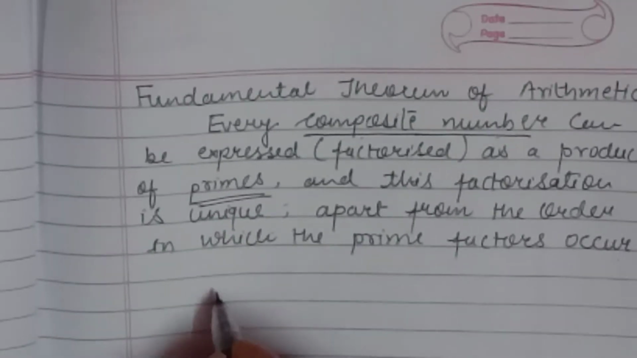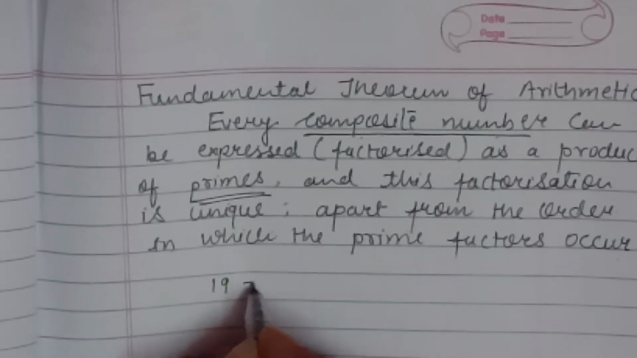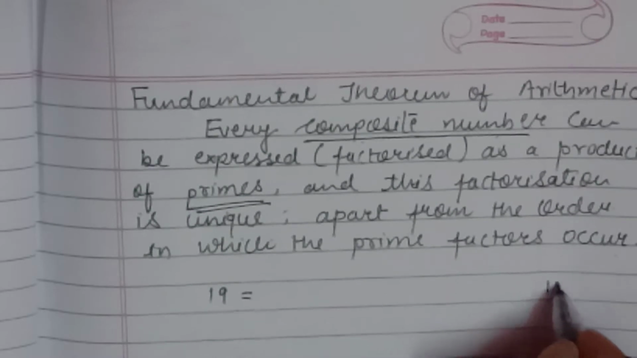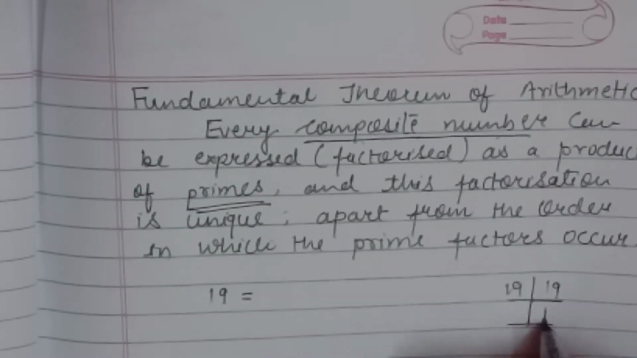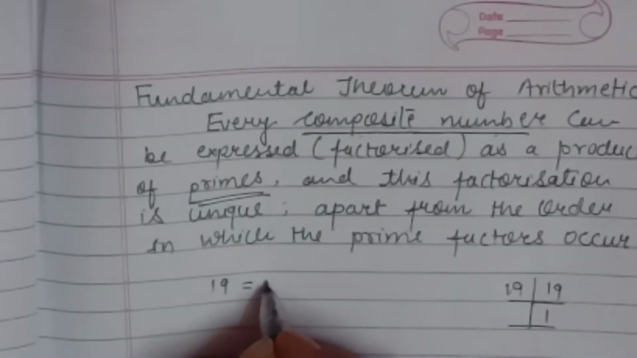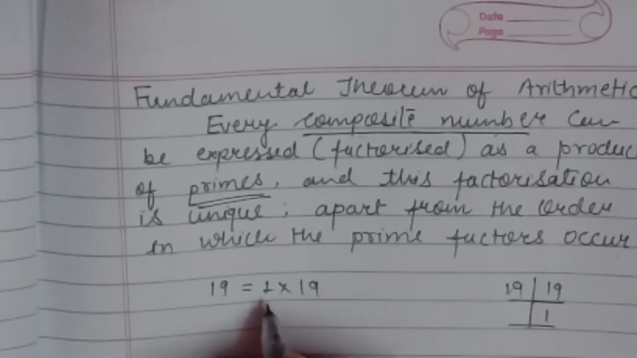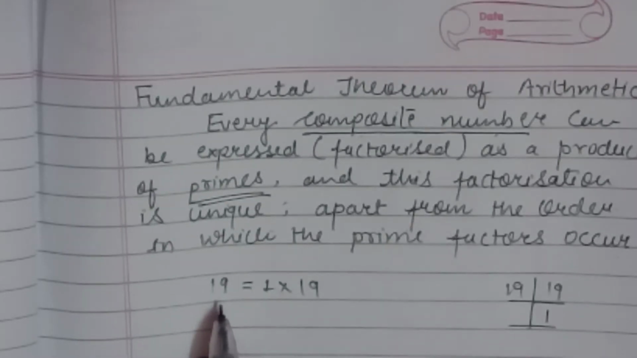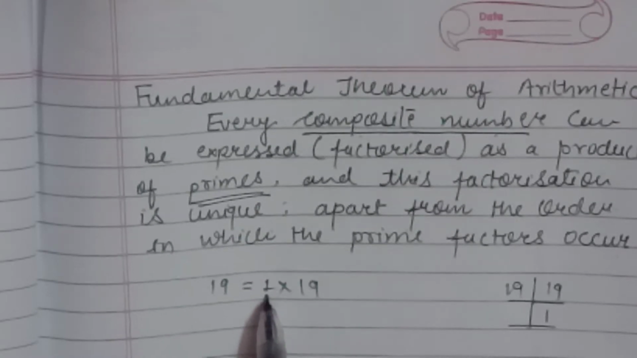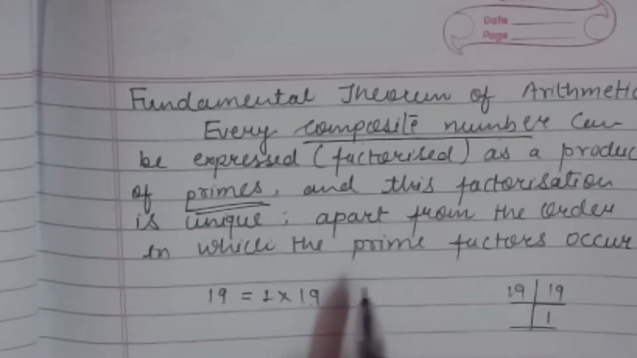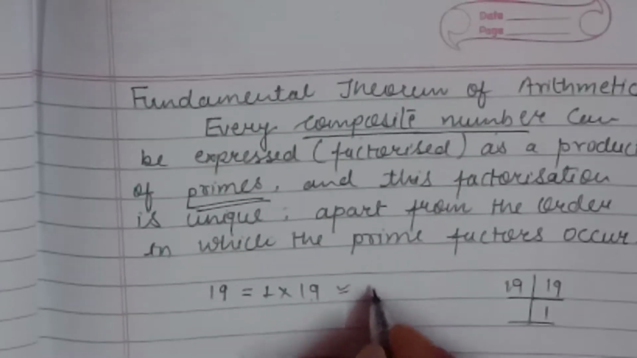It means if you are taking 19, the prime factorization of 19 is 19 times 1. It means here it is only 1 multiplied by 19. 19 does not come in any other table. So it is a prime number because it has 2 factors, 1 and the number itself. So this is the prime number.